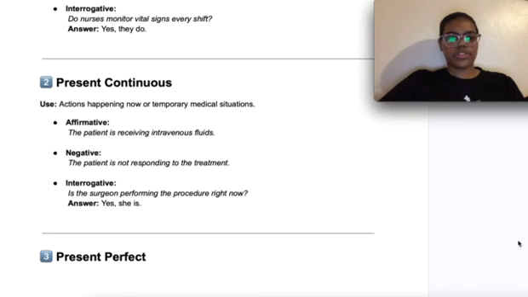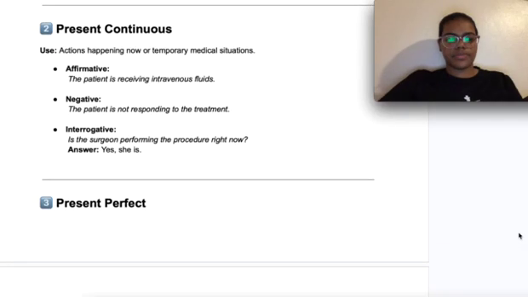Number 2, present continuous. Use: actions happening now or temporary medical situations. Affirmative: The patient is receiving intravenous fluids. Negative: The patient is not responding to the treatment. Interrogative: Is the surgeon performing the procedure right now? Answer: yes, she is.